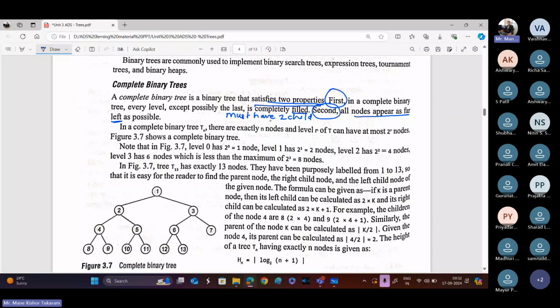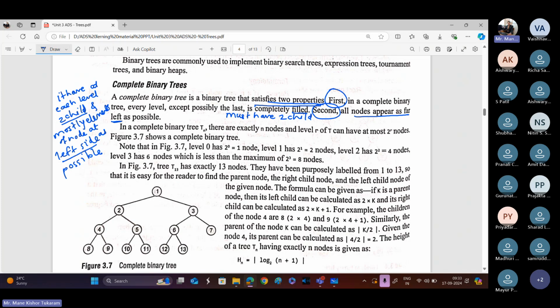So what does complete binary tree mean? It means that at each level there are two children, and mostly the elements are on the left side as far as possible. So this is called a complete binary tree. Complete binary tree means at each level there are two children and mostly the elements are on the left side.